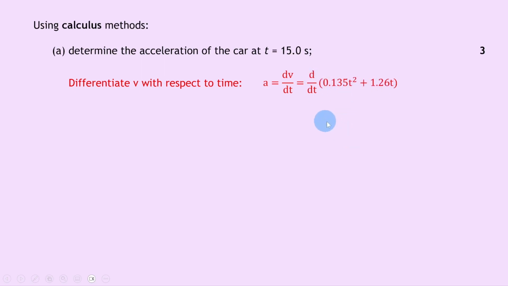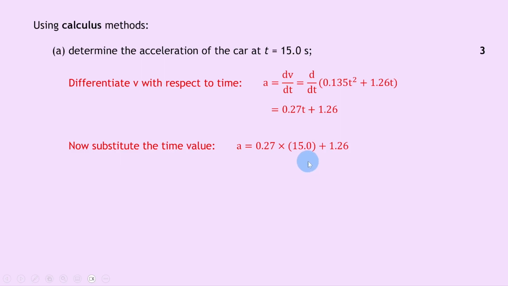If we do that, remember to differentiate we need to bring the power down and multiply it by the front and then take away 1 from the power. So that means we have 2 times 0.135 times t plus 1.26. We can simplify that to 0.27t plus 1.26. And because we're given a time value here, we can now substitute the time value into this expression for the acceleration to find the value for the acceleration. So we have a equals 0.27 times 15.0 plus 1.26, and putting that into your calculator should give you an answer of 5.31 meters per second squared.